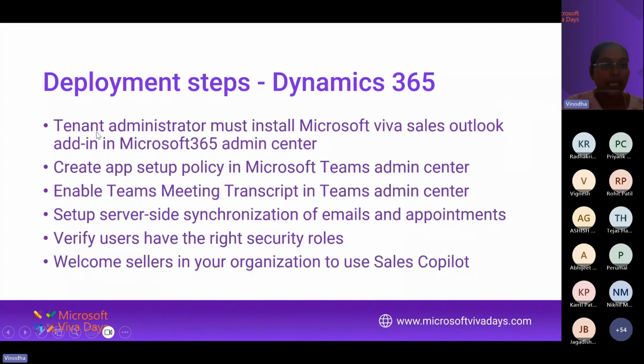Next, we are going to see a small recap about the deployment steps. We already know all the steps we have discussed earlier, but one or two steps were not discussed. Let's see the deployment steps here. At first, the tenant administrator must install Microsoft Viva Sales, that is Sales Copilot in Outlook, from the Microsoft 365 Admin Center. We have seen how to install Sales Copilot in Outlook. Next, you have to create a setup policy and assign users in Teams Admin Center. We have already seen this.